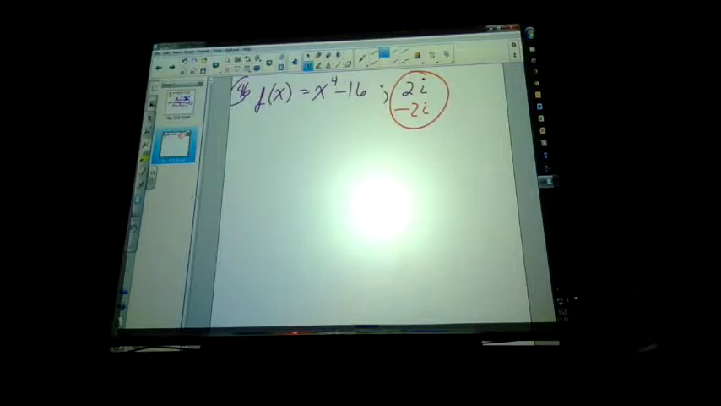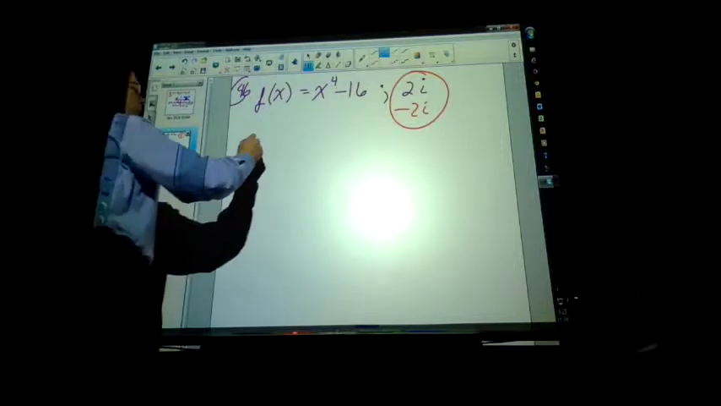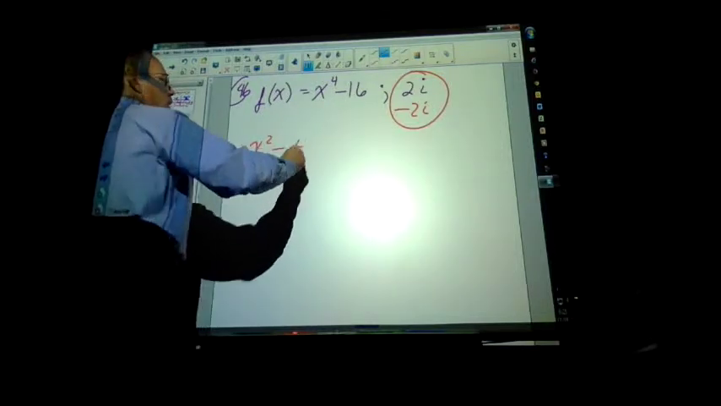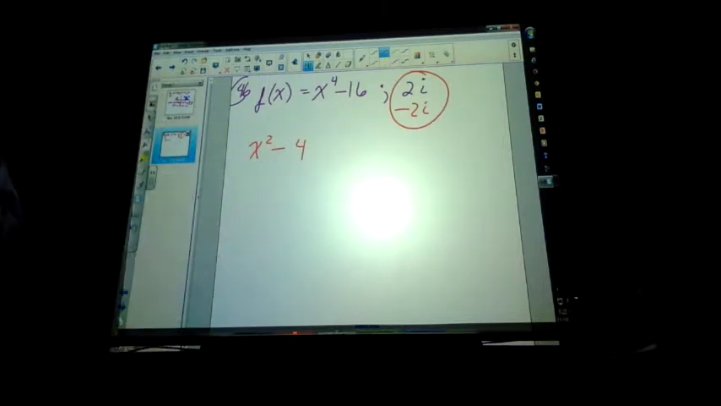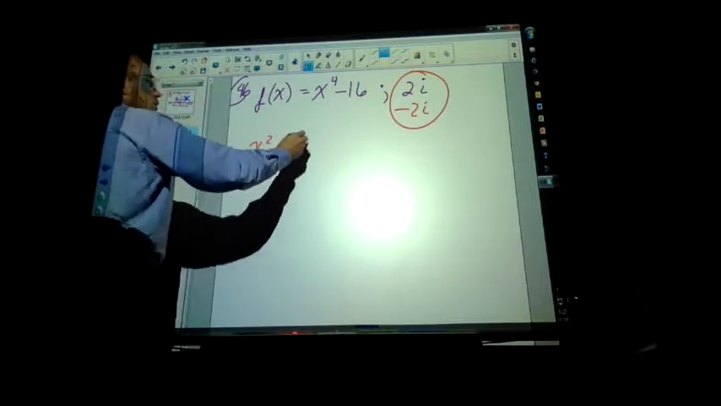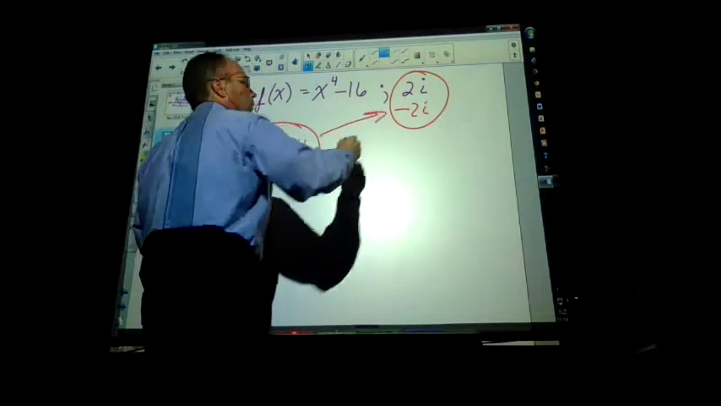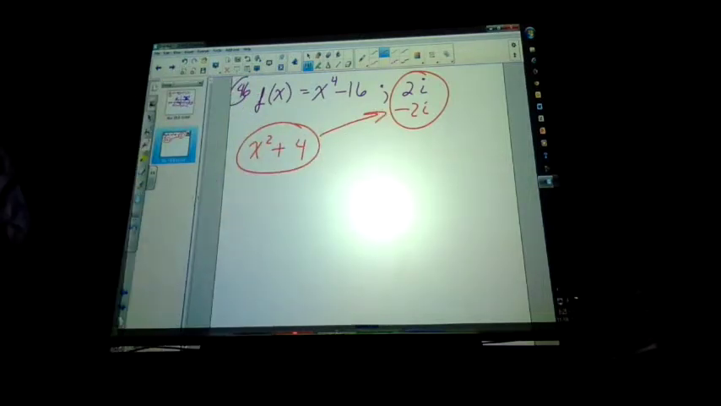If my solution was 2 and negative 2, it would be x squared minus 4. So x squared minus 4, if I were to solve that, I would get plus or minus 2. So what sign do I have to change in order to get to 2i? Plus 4. So this gives those two answers.